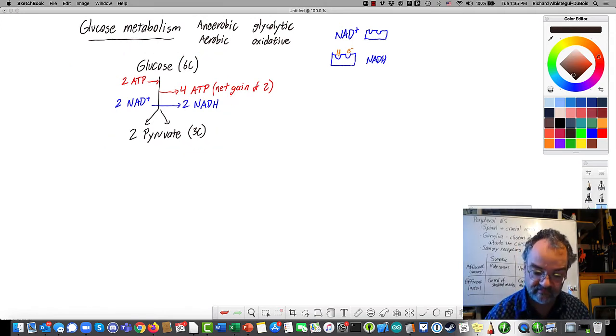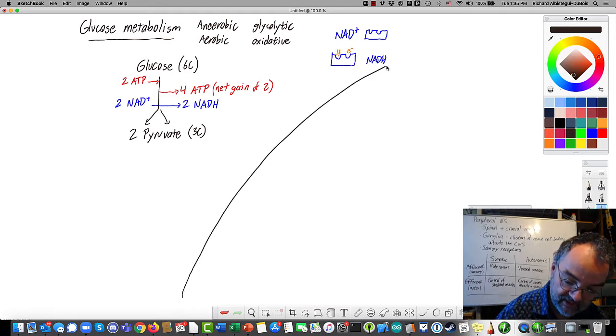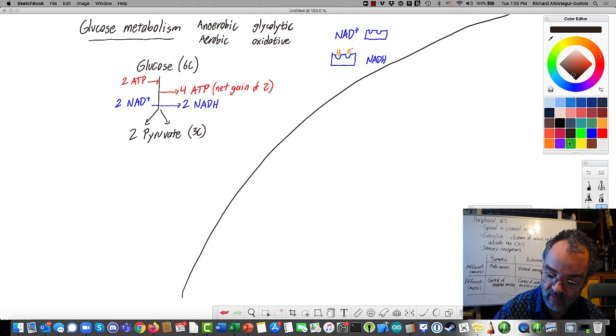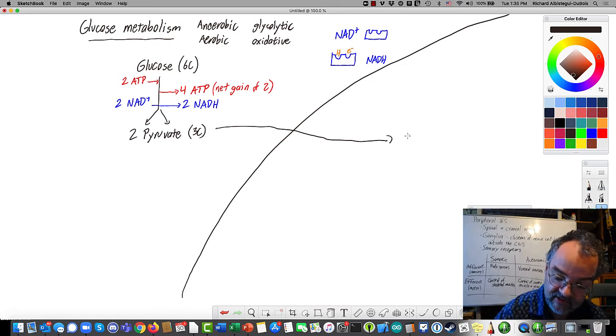But let's talk about the other path that this can take. So what if we have mitochondria? So here, let's draw the edge of a mitochondrion here. So we can bring that pyruvate into the mitochondria and in the process turn it into 2 molecules of acetyl-CoA.